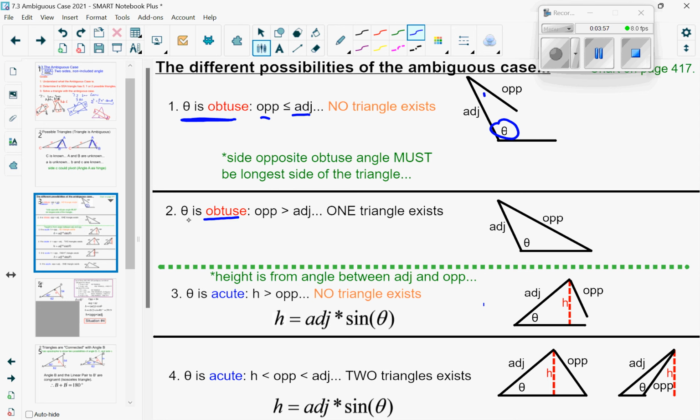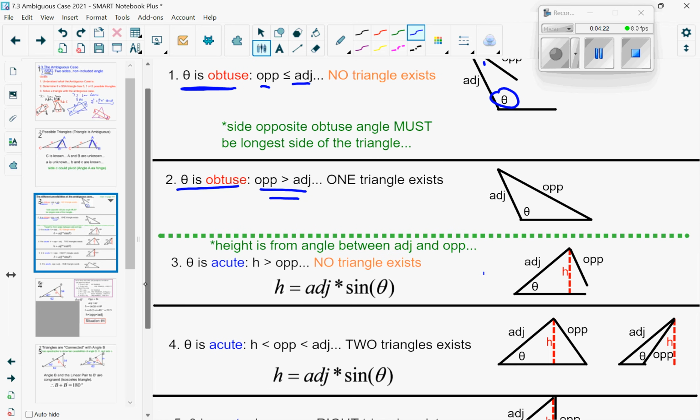Now, if theta is obtuse and opposite is bigger than adjacent, one triangle exists. Again, that makes sense because my opposite side is opposite of the theta, which is obtuse. Therefore, my opposite would be the biggest side of the triangle, just like a hypotenuse in a right triangle.